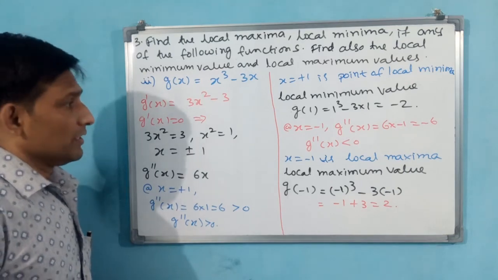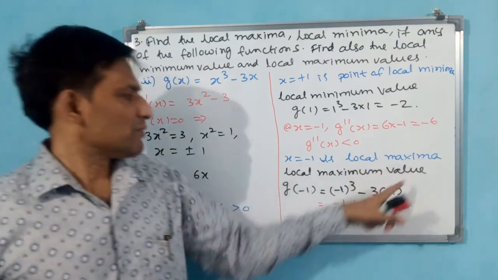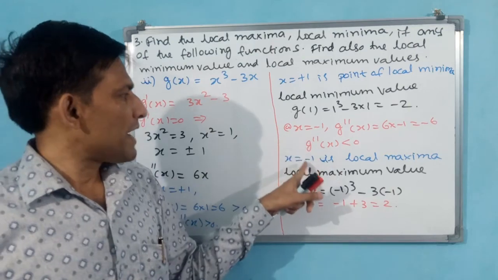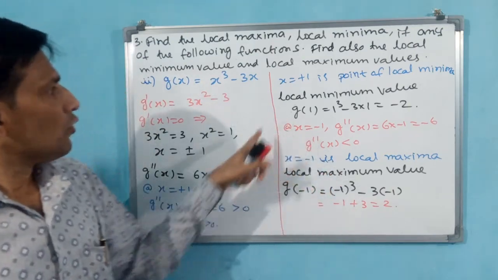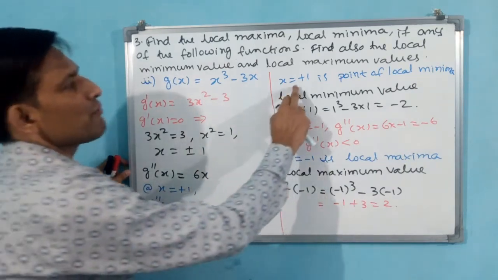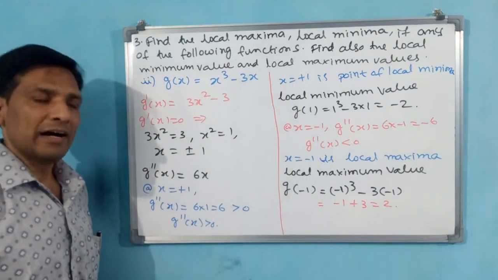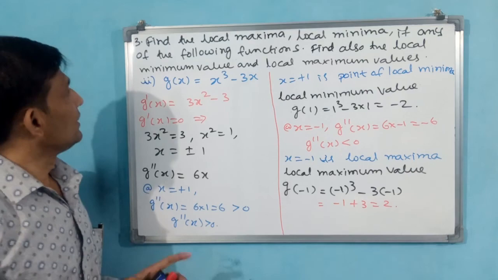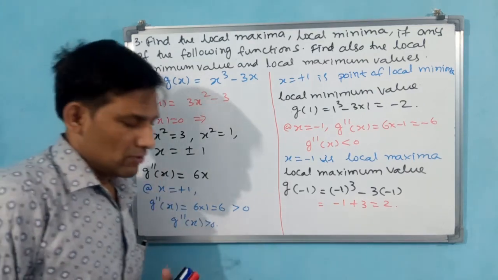Okay? That means, see, local maximum value is 2, local maxima is minus 1, local minimum value is minus 2, local minima is plus 1. Okay? These are the answers for this second part of the third question.